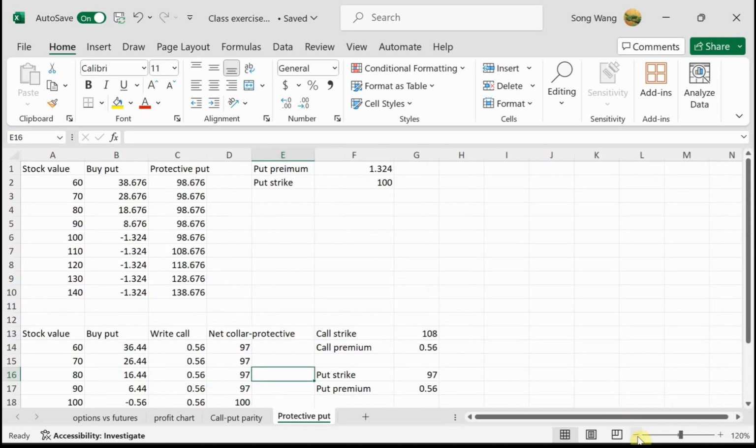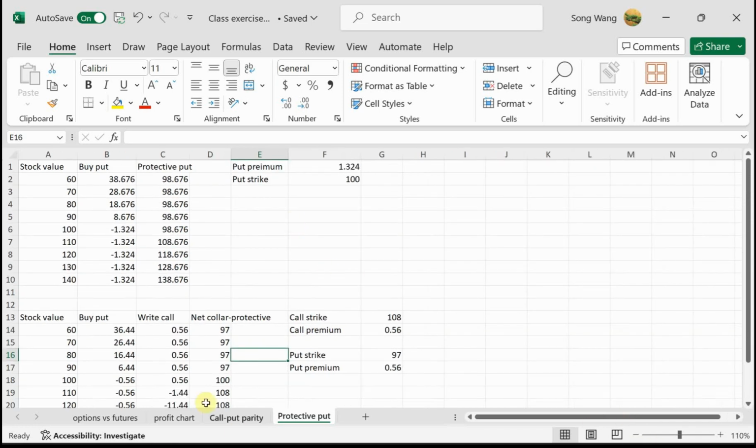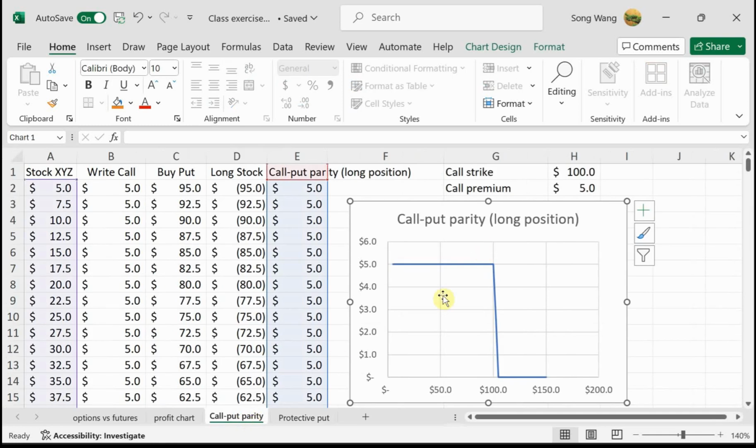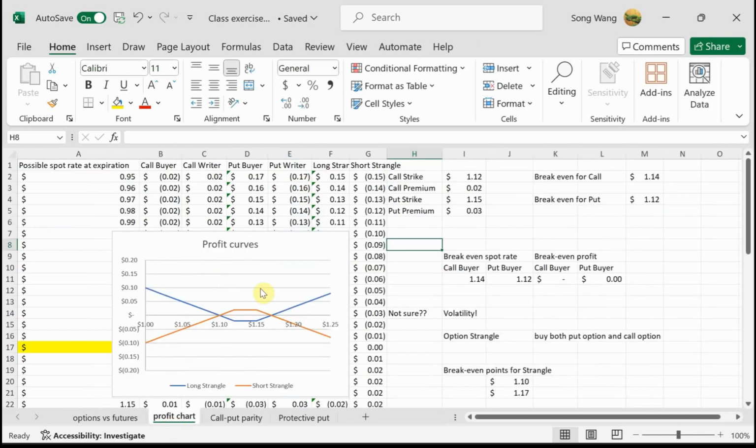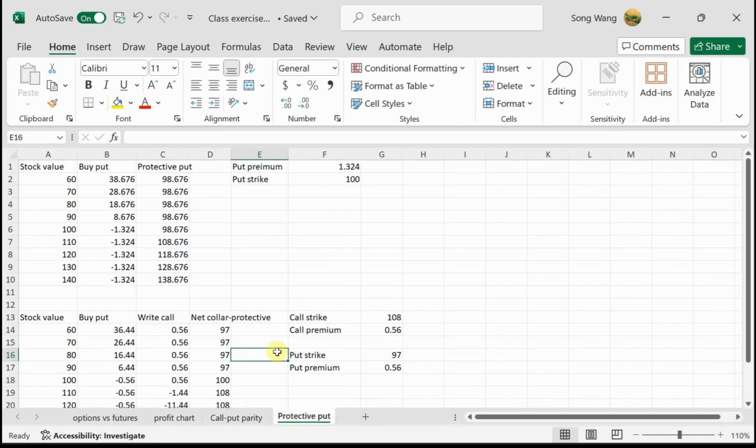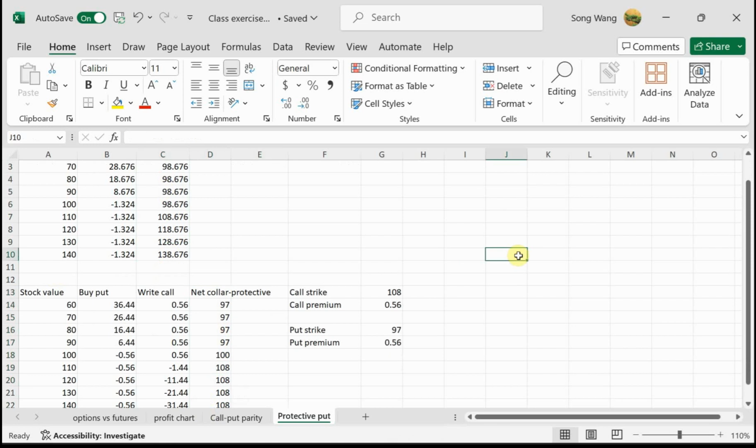All right, and I will leave the chart creating job to you. So you will need to create a chart like this, call put parity, or the strangle like this for protected put and net caller protective. All right, so you will need to finish creating the profit curve for these two positions based on the stock values. And so that's the end of this class exercise.